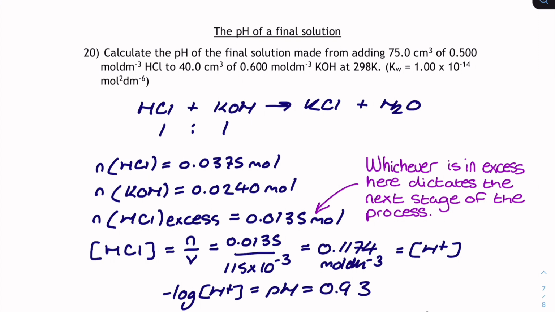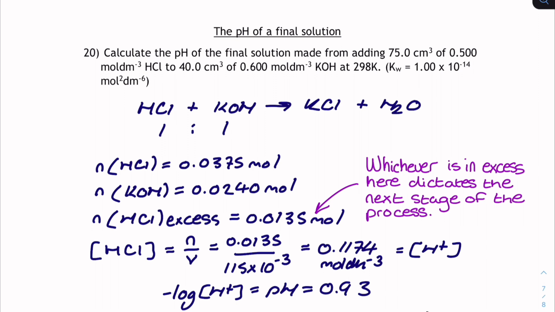So let's have a look at this scenario for question 20. In question 20, if you work out the number of moles of HCl, you find that it's 0.0375 from the information in the question, and the potassium hydroxide is 0.0240. Now, the HCl there is in excess, because if I look at the difference between these two numbers, it comes out as 0.0135 mol.